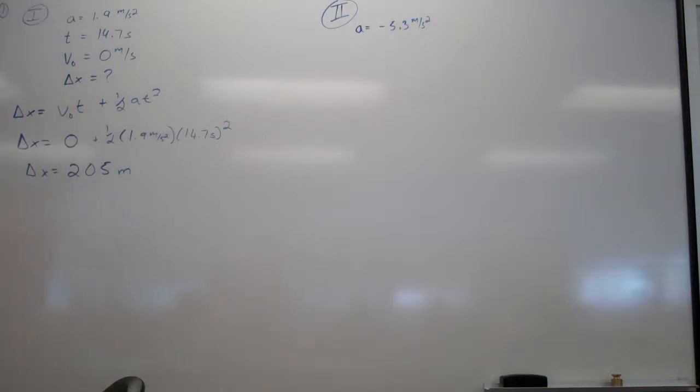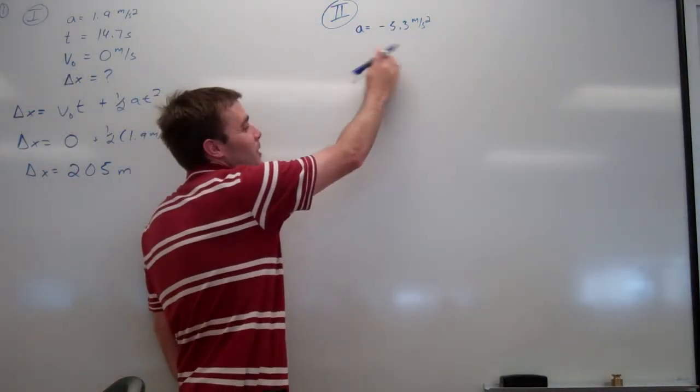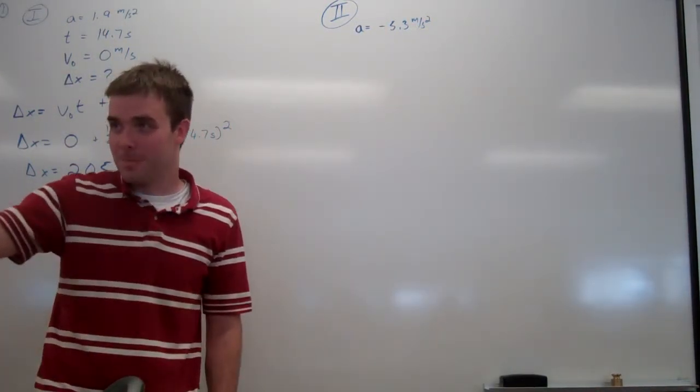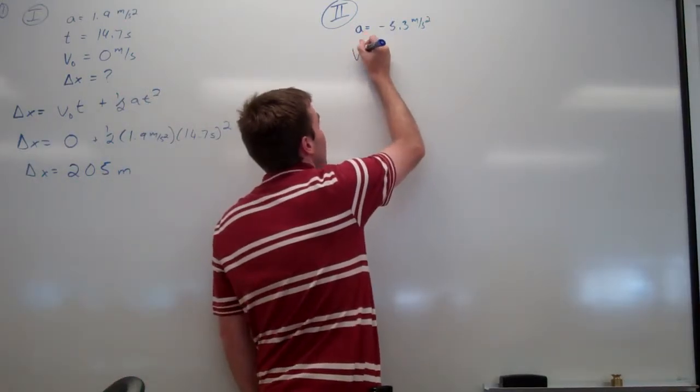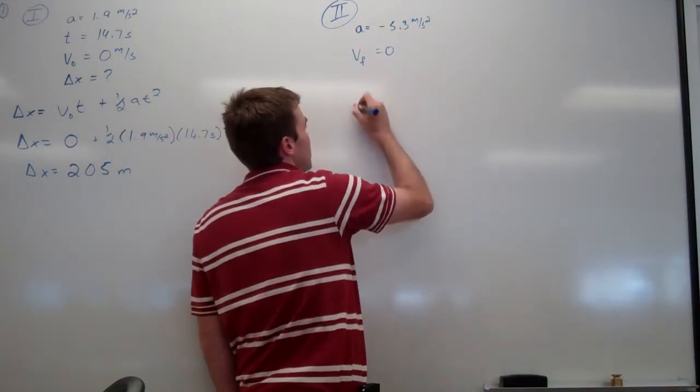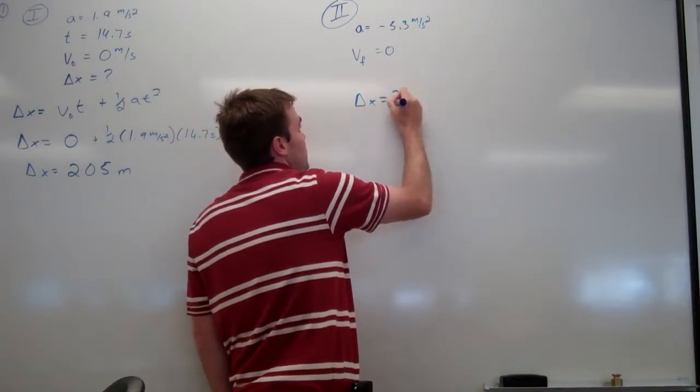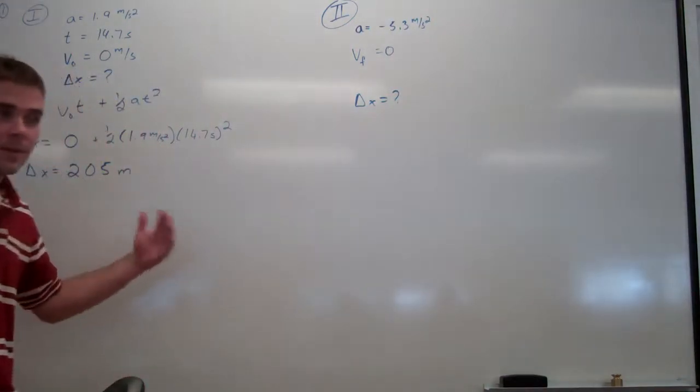Alright, what else do we know? Original velocity. Do we know that yet? No. But we can find it. So wait 1 second, Ben. What else do we know about this part? What's our final velocity, Adam? 0. Yep, so we know final velocity is 0, and we're going to be looking for delta x, so we can add it to this one and find the total displacement.